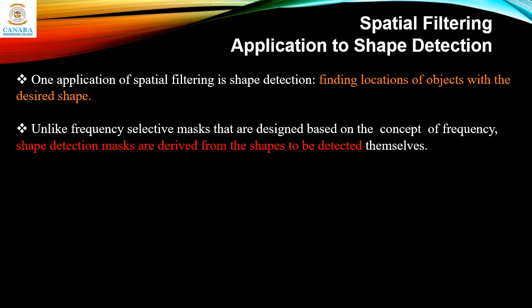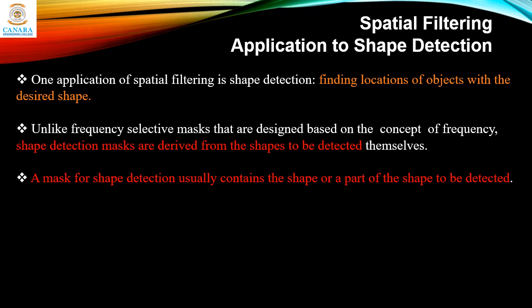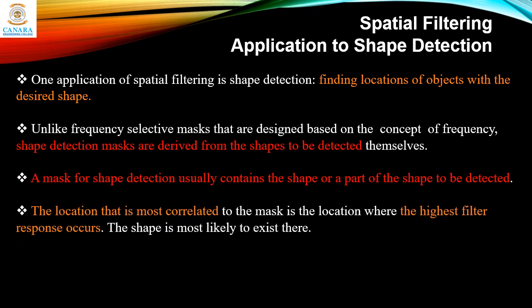So unlike frequency selective masks that are designed based on concept of frequency, shape detection masks are derived from the shapes to be detected themselves. Like if you have a particular shape, so you can use a mask with the similar shape to identify whether it's present or not. A mask for shape detection usually contains the shape or a part of the shape to be detected, and the location that is most correlated to the mask is the location where the highest filter response occurs. The shape is most likely to exist there, as we learned in the previous module.